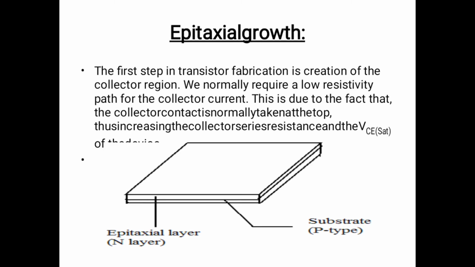So epitaxial growth, the first step in the transistor fabrication, is the creation of the collector region. We normally require a low resistive path for the collector current. This is due to the fact that the collector contact is normally taken at the top.